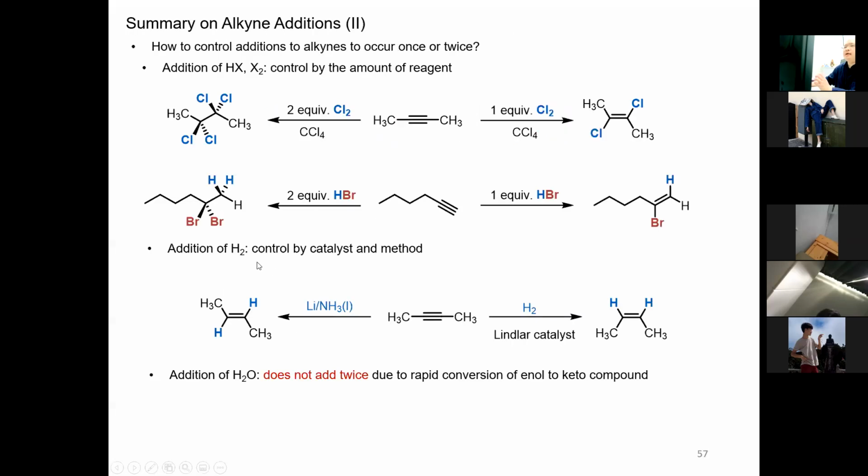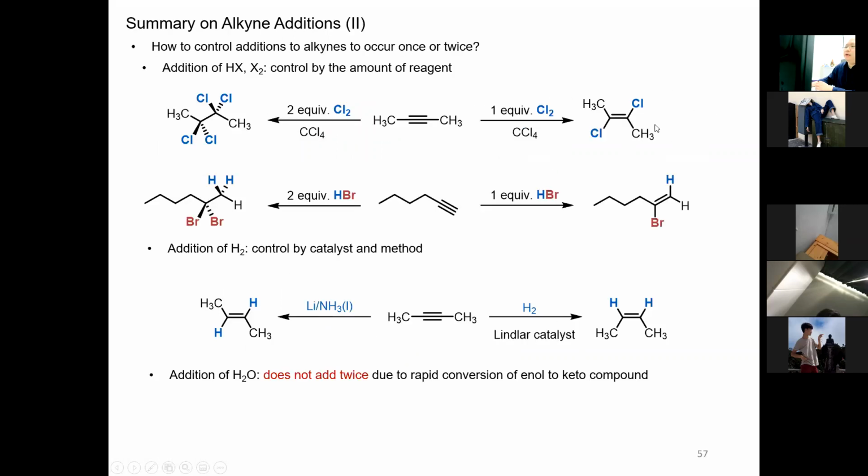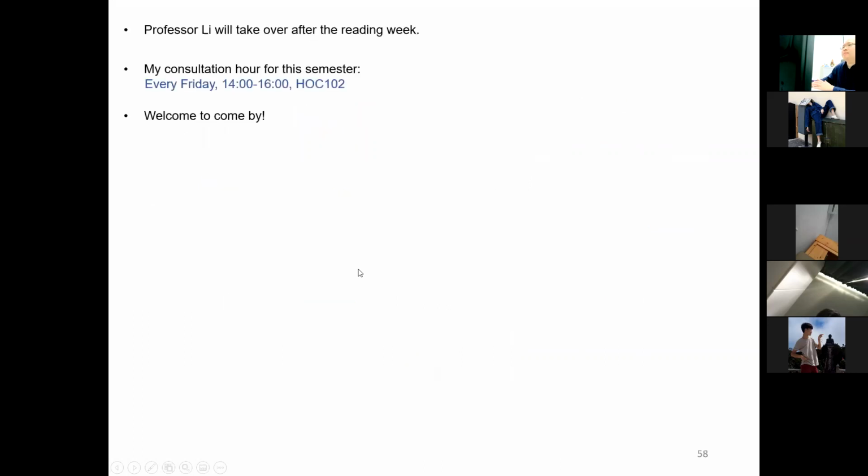Okay, they are different. Then, to summarize, compare them with all these controls of the amount of reagents to give different products. You can see the addition of water, you do not need to control it because it doesn't add twice. Once this is generated, the double bond will be gone to give this ketone. Okay, it won't happen twice, the hydration.